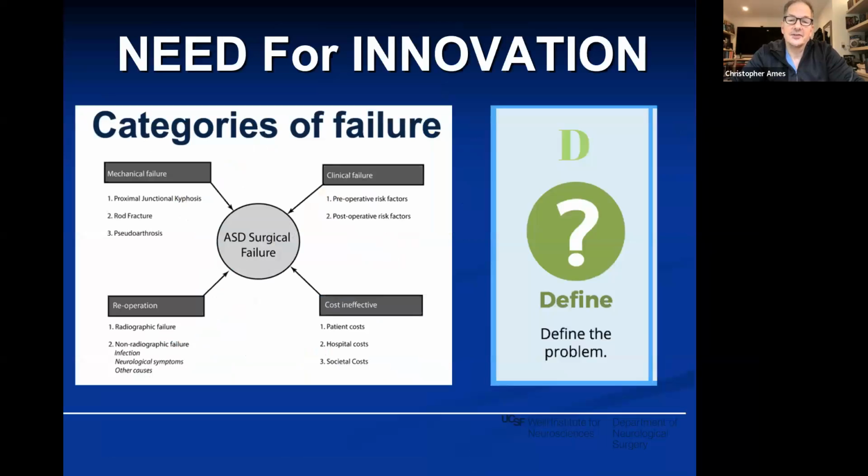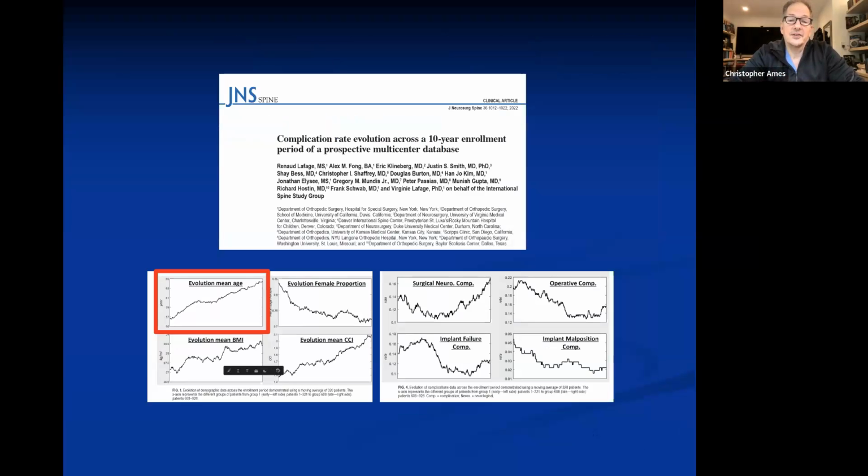So we recognized that we needed innovation. And our group published a review of what we call a failure review of all the failure rates from a large meta-analysis in literature. The failure was mechanical failure, clinical failure, reoperation, and cost ineffective failure. And we published this in Spine last year as a part of a process improvement, essentially just defining the rates. One of the things we found was that we were operating on increasingly older patients. If you look at the International Spine Study Group demographic, we see that the mean age of our population was increasing over the last decade.